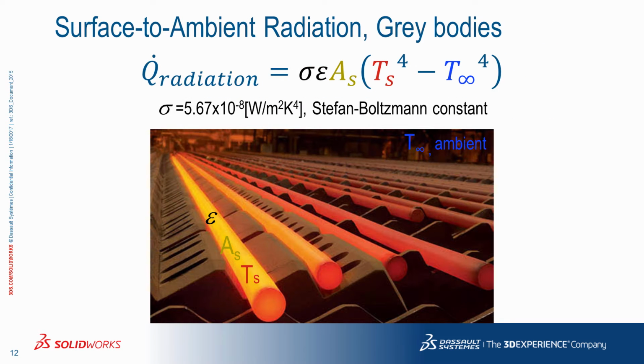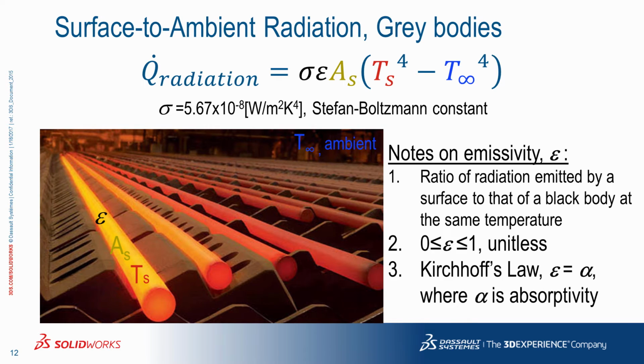So first we can have a part which is glowing red hot, emanating heat out to its environment. And that's a surface to ambient radiation condition, which is described by the equation on the screen for a gray body. So what we have is sigma, which is the Stefan-Boltzmann constant, approximately 5.67 times 10 to the minus 8, times the Greek letter epsilon, which is emissivity, which I'll talk about in a little bit more detail in a second, times the surface area, times the quantity temperature of the surface raised to the fourth power minus the temperature of the ambient condition raised to the fourth power. It's important to note that those should be absolute temperatures such as Kelvin to use this equation properly.